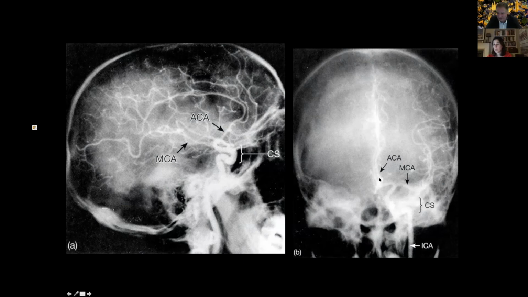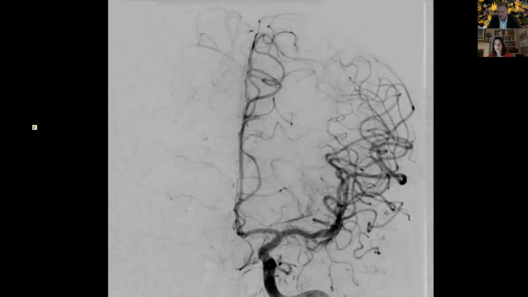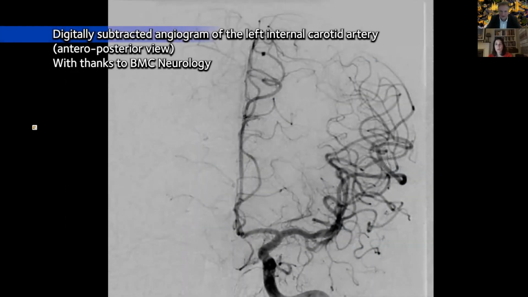And in the anteroposterior view, you can see that the anterior comes to the midline and runs there, whereas the middle cerebral will run to the convexity between the temporal and the parietal cortex. So this is more similar to the one you showed, the digital subtraction. So this is the anterior.